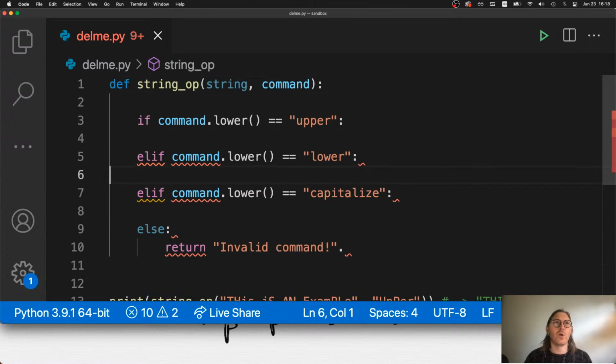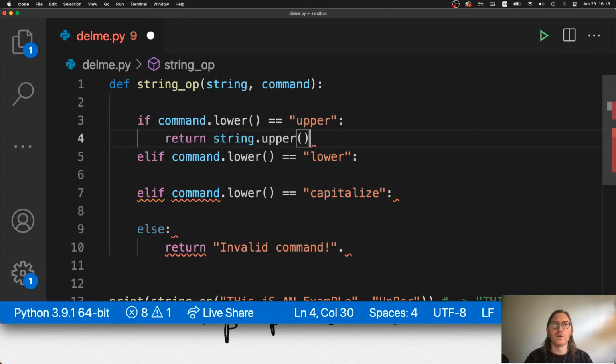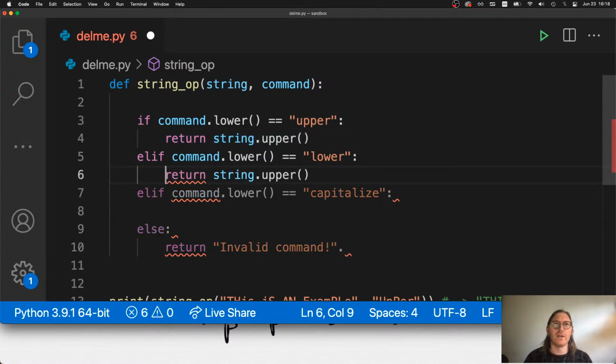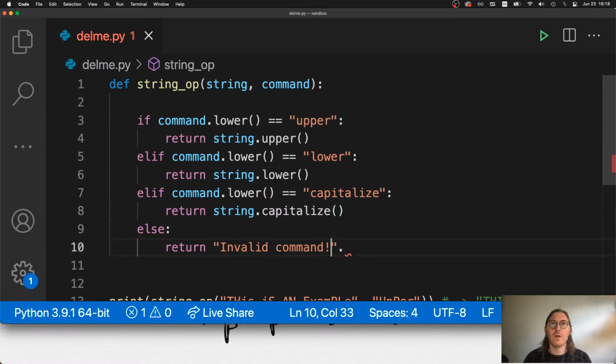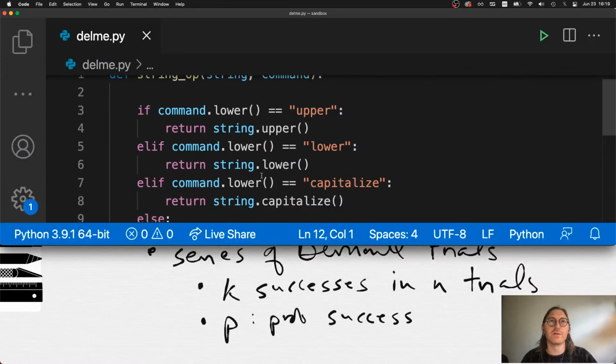I'll copy in the return of invalid command. Okay, so I've got all these errors showing. It's because I'm not doing anything. I can do this in a couple of different ways. Now, the string operation that we want to perform is just these names, right? So if that's the case, I should just be able to return string.upper or string.lower or string.capitalize. And I think that should probably work. There might be something I'm missing, but let's find out.